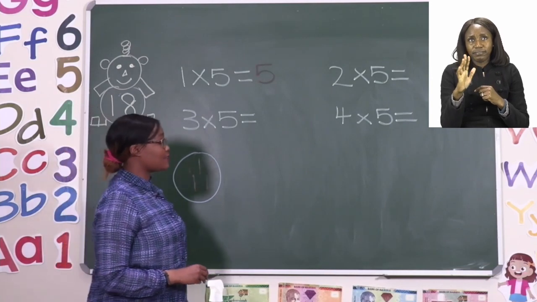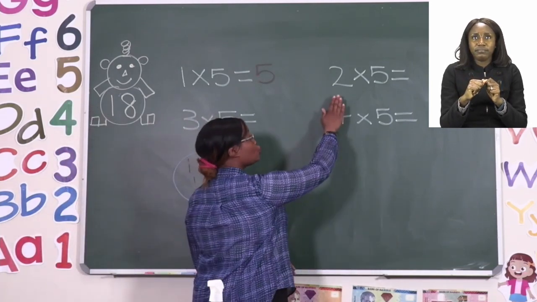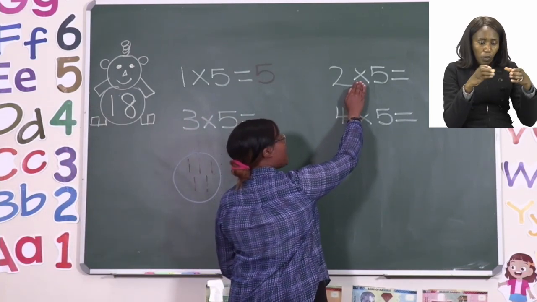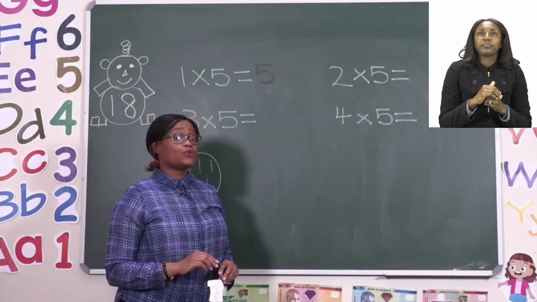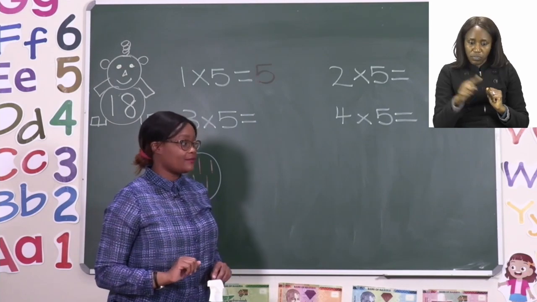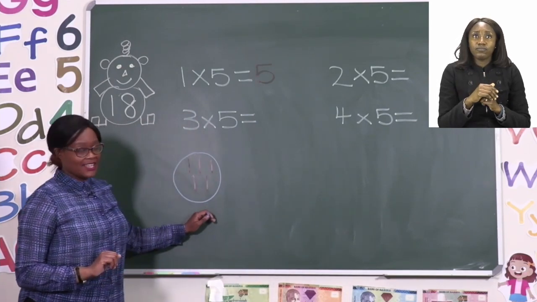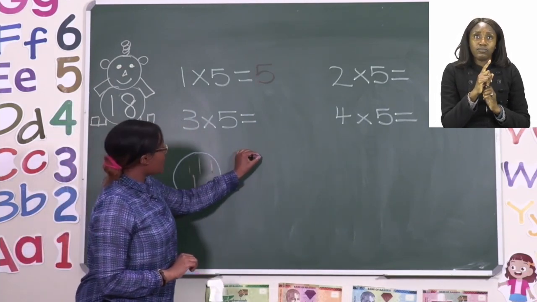Let's move on to the next one, where it's now asking for 2 sets. 2 times 5 equals dash. So that means we are doing 2 sets of 5. We already have one set, so that means we need to draw another set.